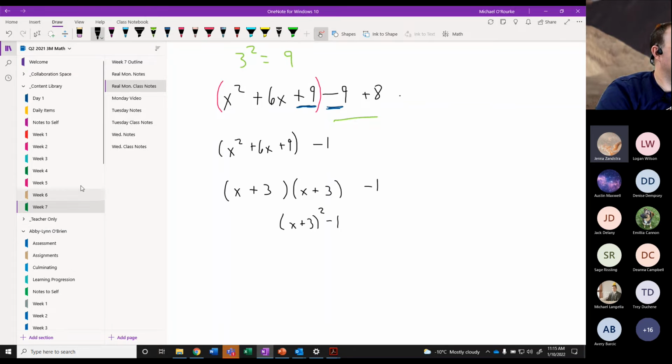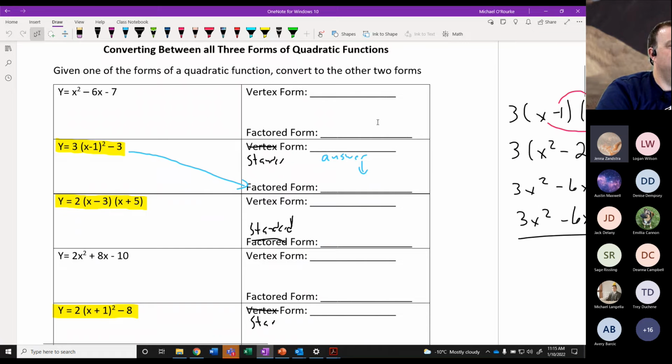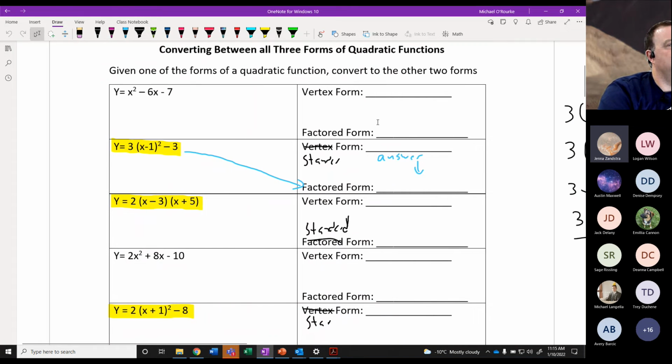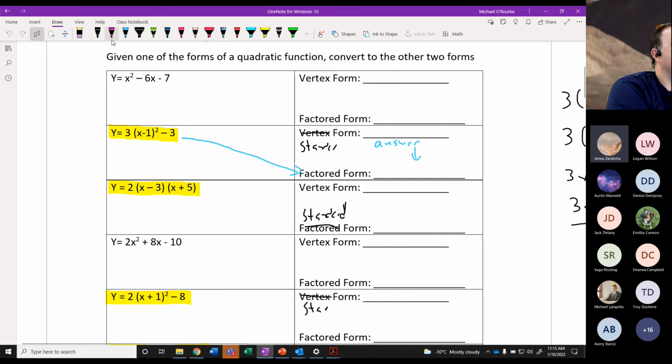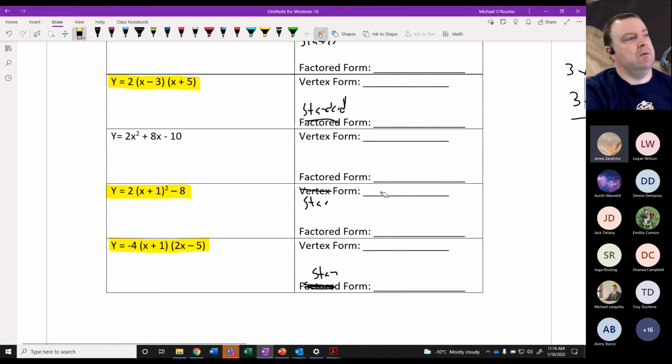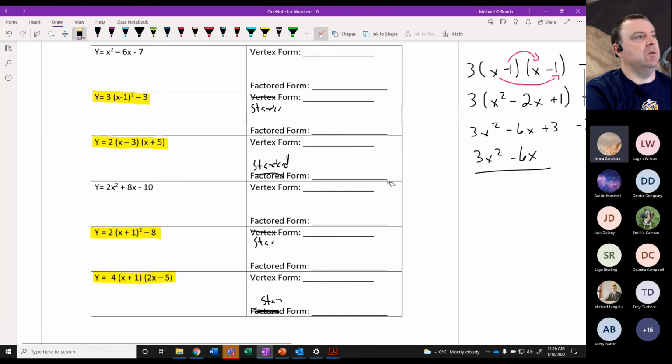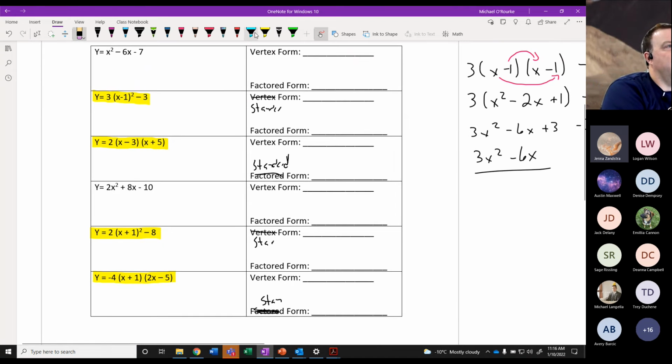Let's go back to Abby. I apologize, I did this homework sheet wrong. So right now you have this one done already. You've done standard form here, you did standard form here. You've done standard form here, you've done standard form here. Unless you fell asleep, that's what you have done.